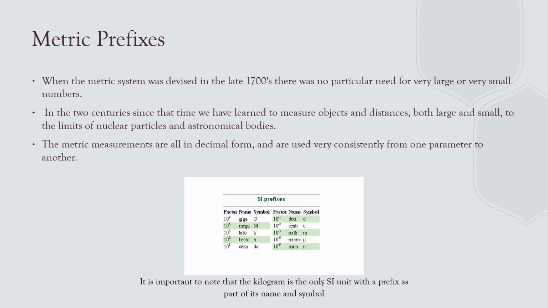Mega is 6 zeros after the 1. Kilo is 1,000, 3 zeros after the 1, move the decimal point 3 places. Now, centi is 2 places because it's 2 zeros, it's 100. To the left, it's 100th. Milli, 1/1000th.